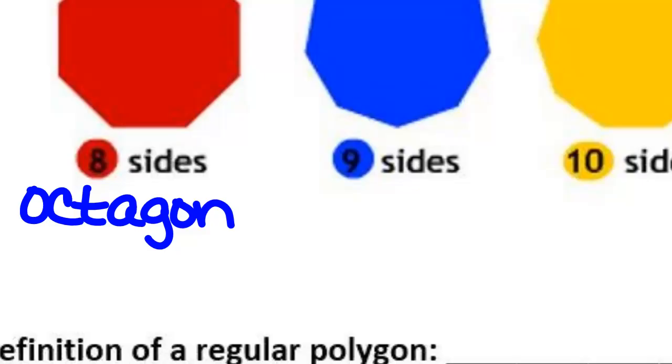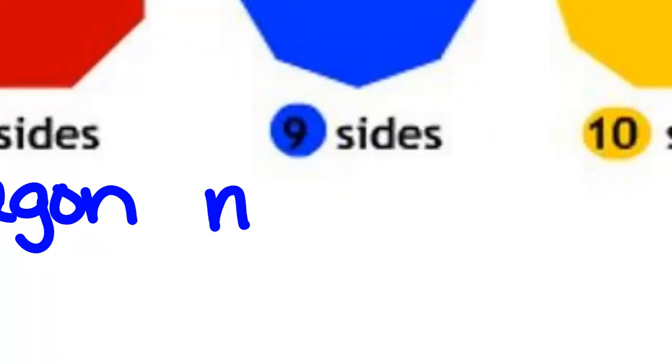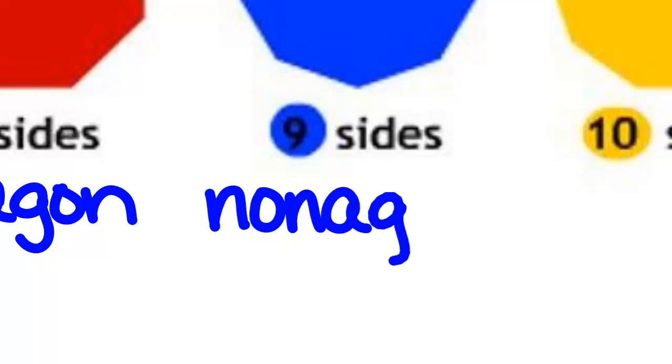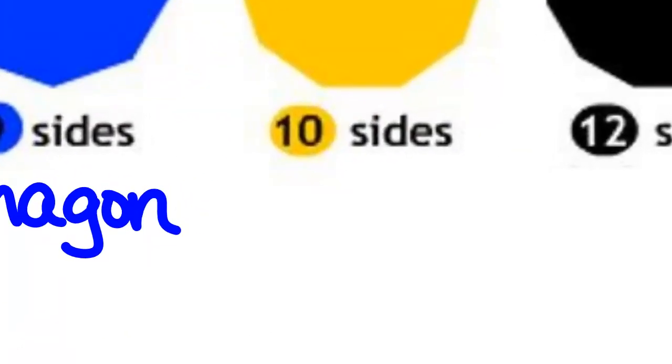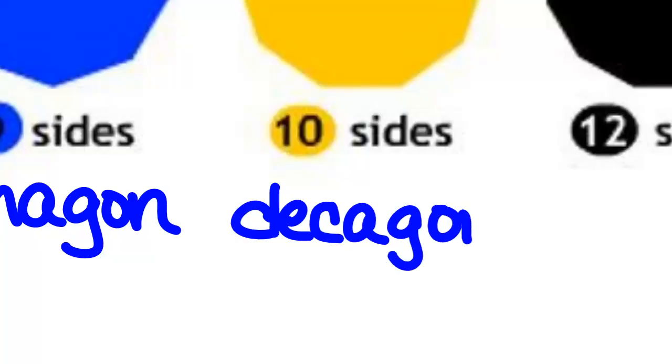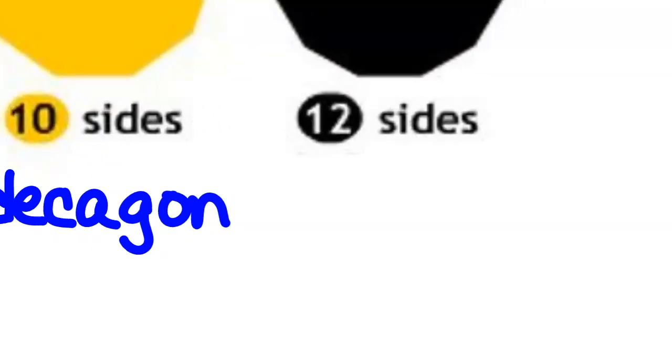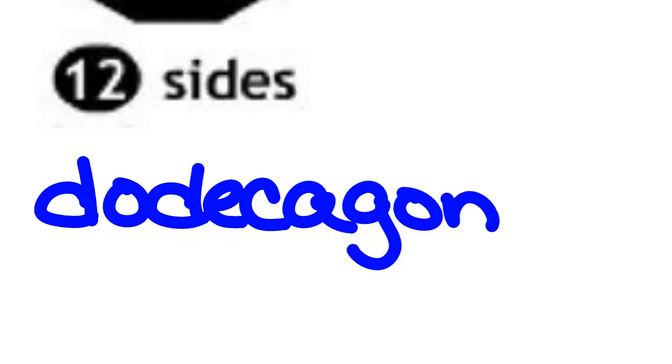Does anybody want to guess what we call a nine-sided shape? It's called a nonagon. N-O-N-A-G-O-N. A nonagon. A 10-sided shape is a decagon. D-E-C-A-G-O-N. A 12-sided shape is a dodecagon. D-O-D-E-C-A-G-O-N.